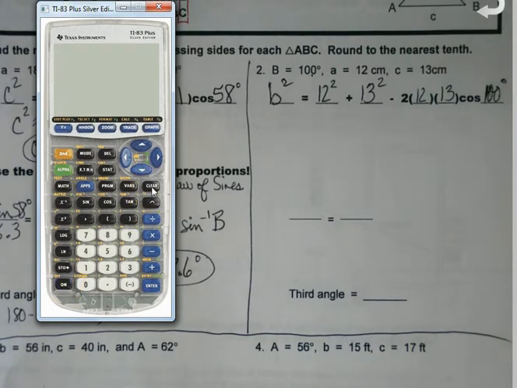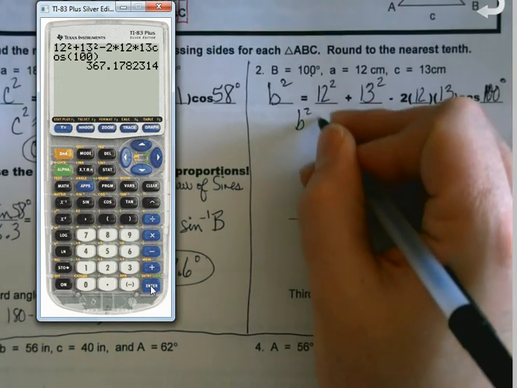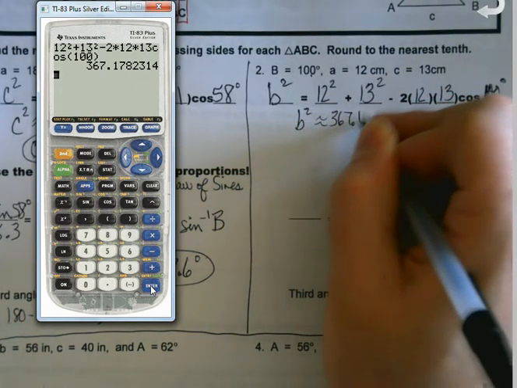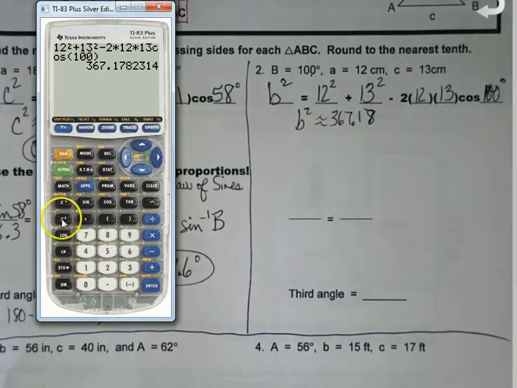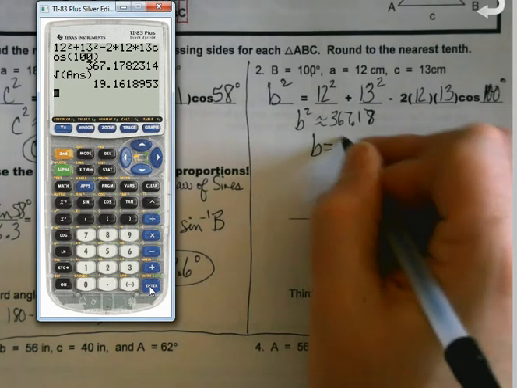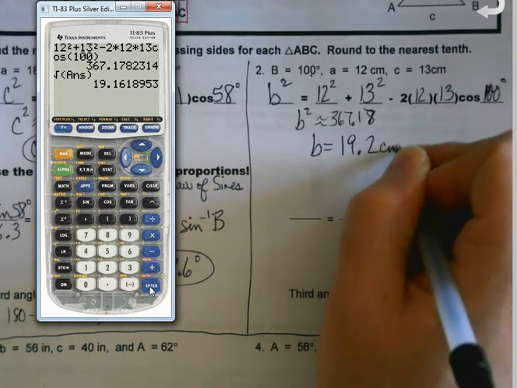So once I get those plugged in, the nice thing about finding a side with these is I don't have to do things in pieces. I can just fire away with all of them. And then I've just got to remember, oh yeah, this is b squared. So I've still got to take the square root of this. That's second x squared to get the radical, and then second negative to get my answer, and b is going to be approximately 19.2 centimeters.